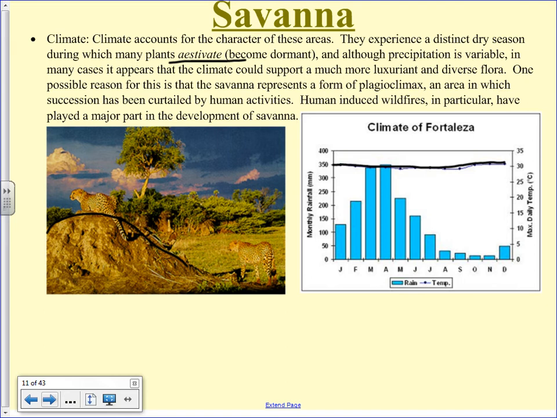The other reason is if you're tall and flat on the bottom, you don't have a lot of branches for giraffes and other herbivores to chew on. So it's a protective feature as well.